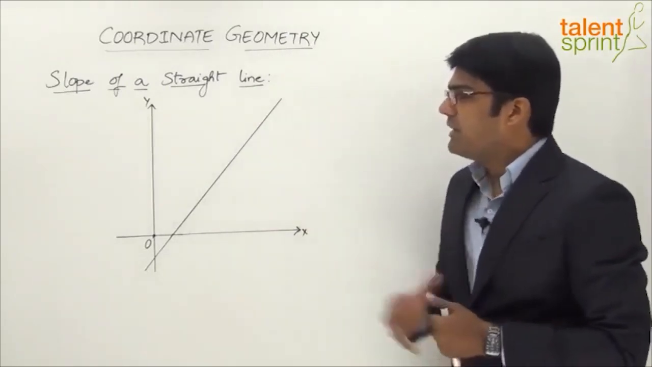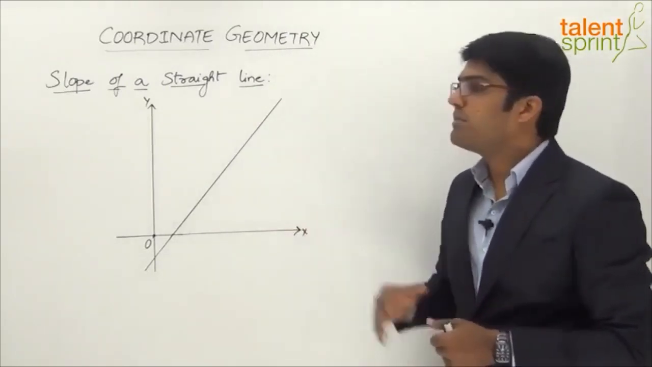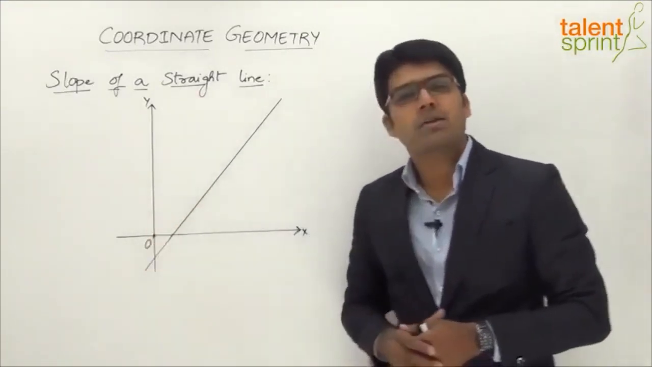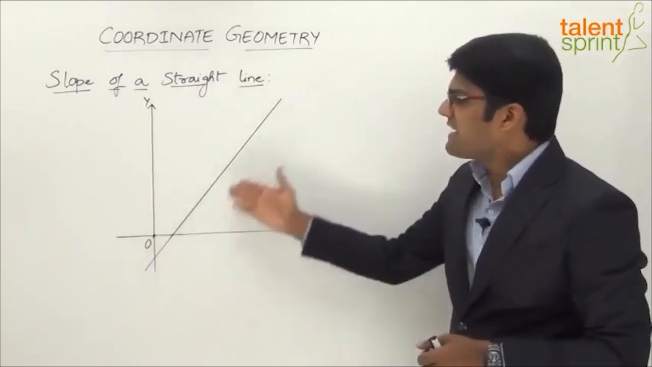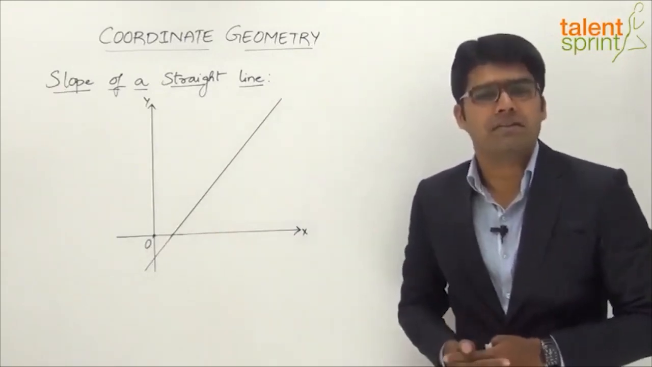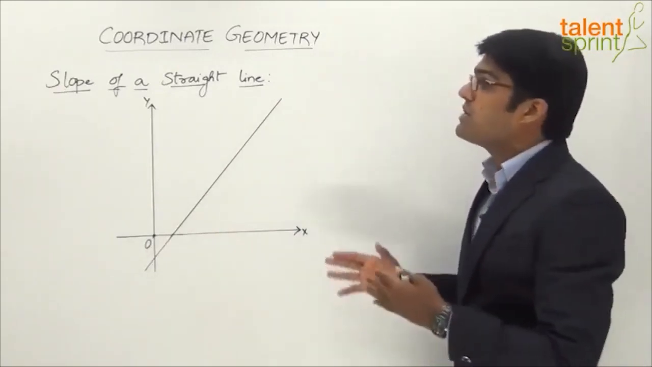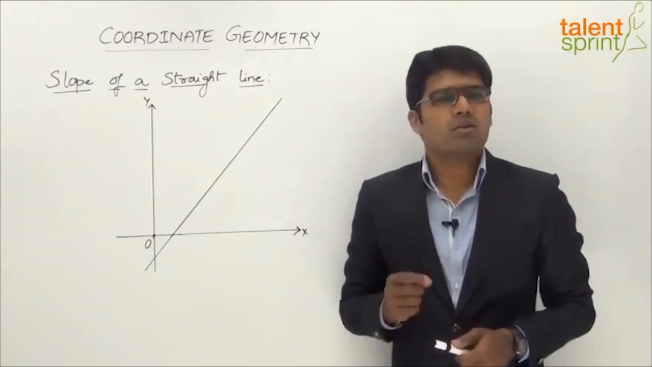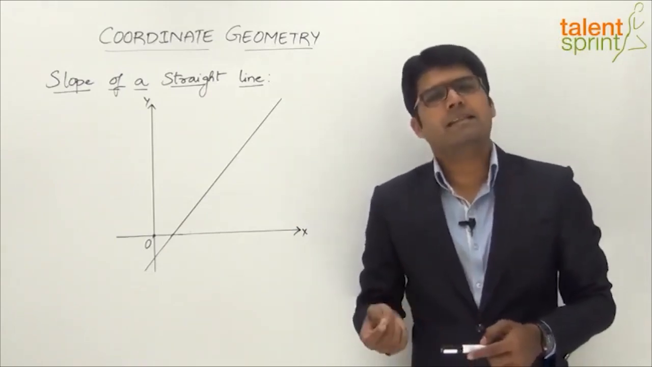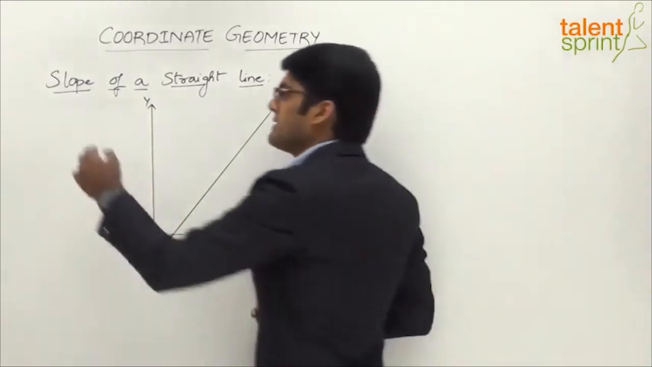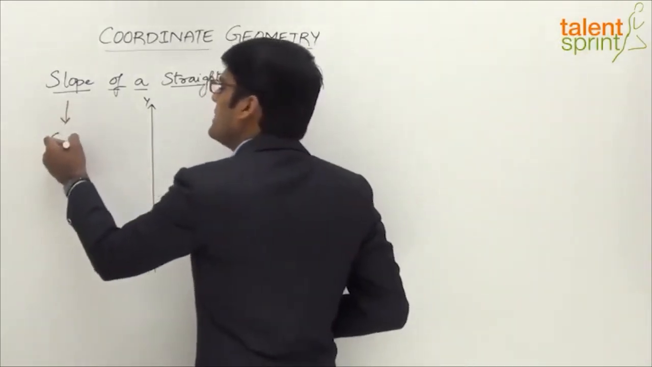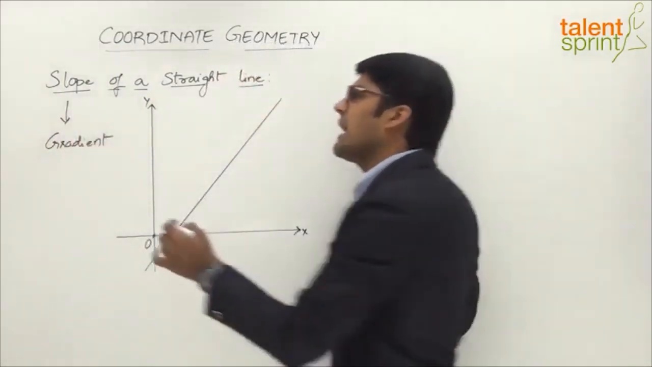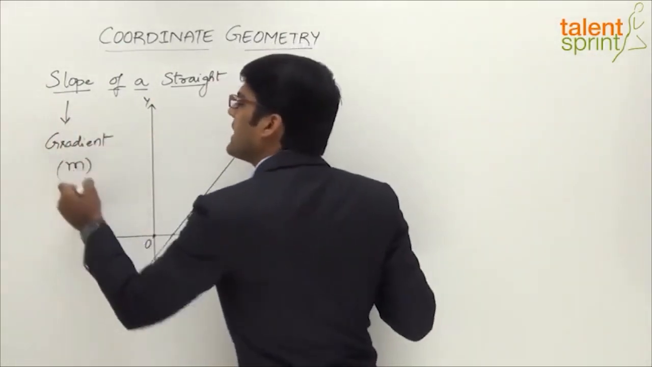As we see on the board here, we have the two mutually perpendicular coordinate axes, the x and the y axis, which intersect at the origin O. And there is a straight line at some angle of inclination. So how do we measure the slope of this line? Well, slope is also known as gradient. It can either be called slope or gradient, so just be clear with the terminology. It is denoted by the letter M.